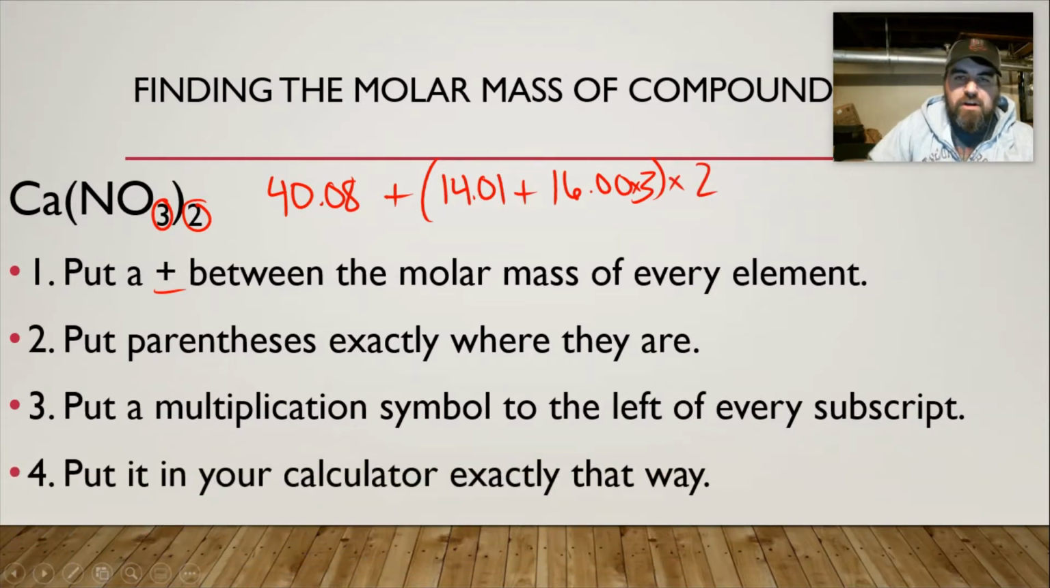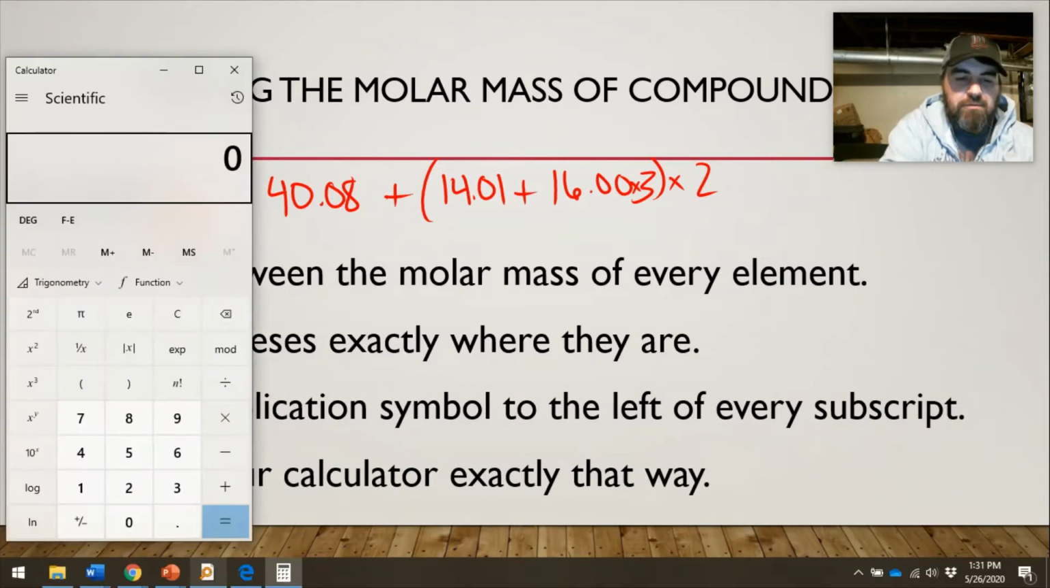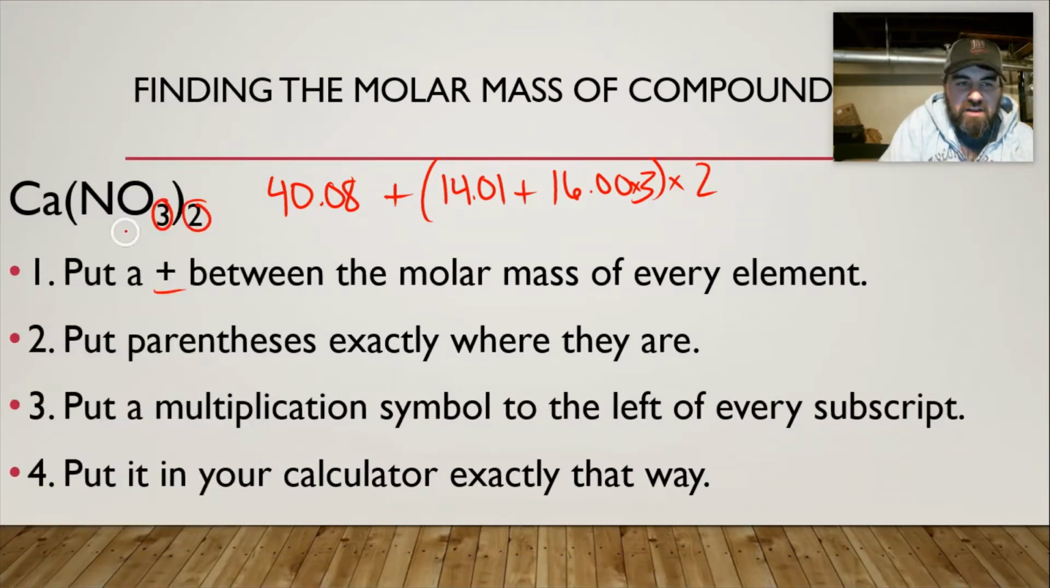Then we're going to put it in our calculator exactly this way. We're going to type 40.08 plus parentheses. See how I've got a parentheses right here? We're going to put the plus and then we put a parentheses. 14.01 plus 16.00 times 3, because there is a times 3 right here. Close the parentheses. Times 2. Hit enter. There you go, 164.1. So the molar mass of Ca(NO3)2, which is calcium nitrate, is 164.1.